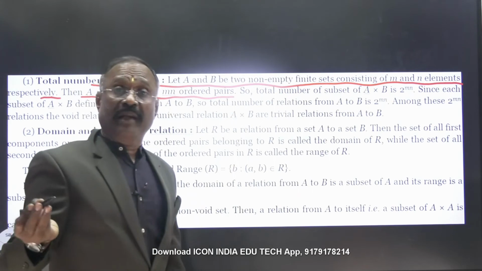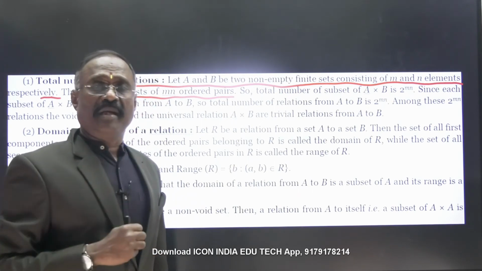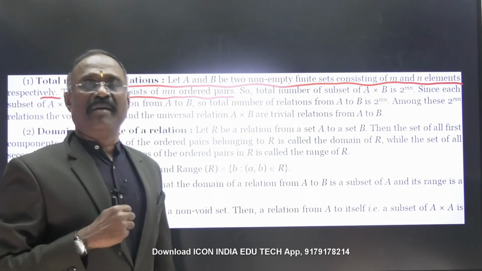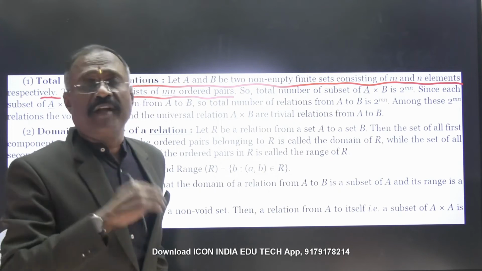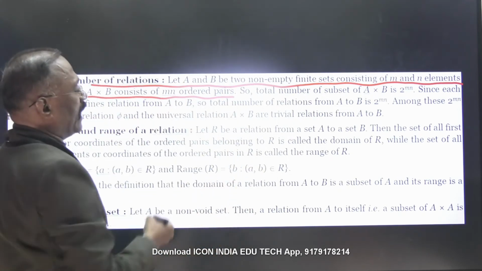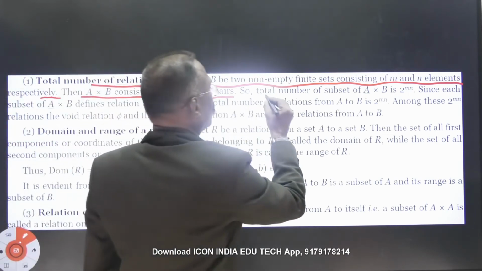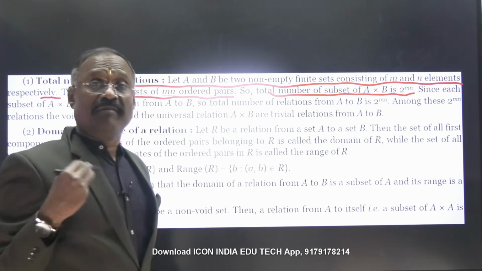That's what I have explained in the example. In set A, I have taken 3 elements. In set B, I have taken 4 elements. Total number of elements in the Cartesian product will be 3 into 4, 12. That's what he's saying. m into n ordered pairs you'll be getting. So total number of subsets of A cross B is 2 power mn.